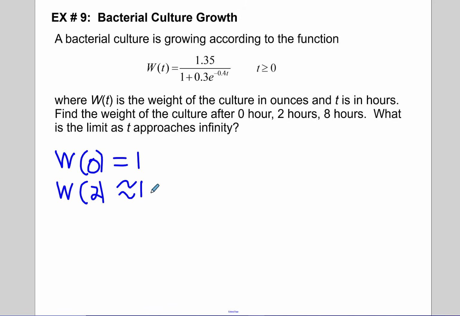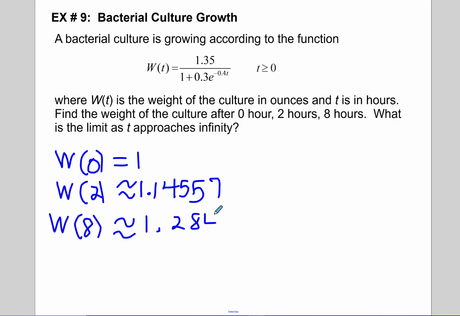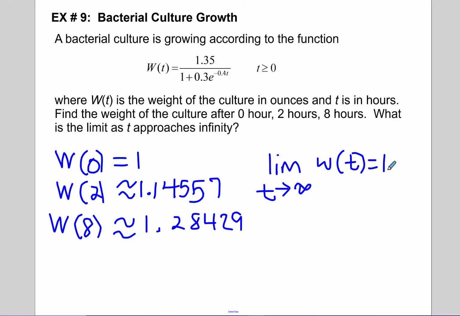You can check my work on your calculator. I got this amount. Whoops, something happened to my 5 there. The weight at 8 hours is about 1.28429. And we want the limit as t approaches infinity on that function. And it looks like as we go farther and farther, it's going to 1.3.